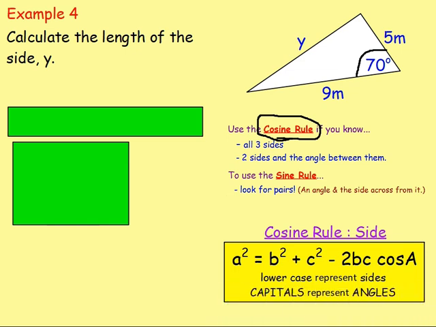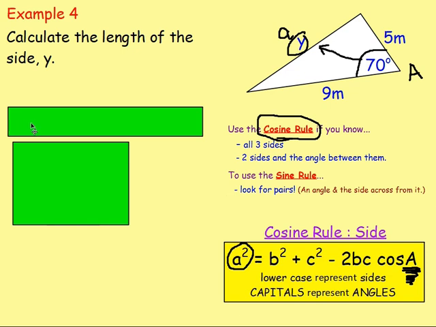Good, well done. If you look at this formula here, the only capital letter we have is this one. It's the capital A. And the only angle we have in our triangle is the 70. So that there has to be our angle A. And if that there is angle A, what is that side across from it going to be? Lowercase a. It will be lowercase a. Good. And that is what we are wanting to find. We want lowercase a, which we're calling in this case y.